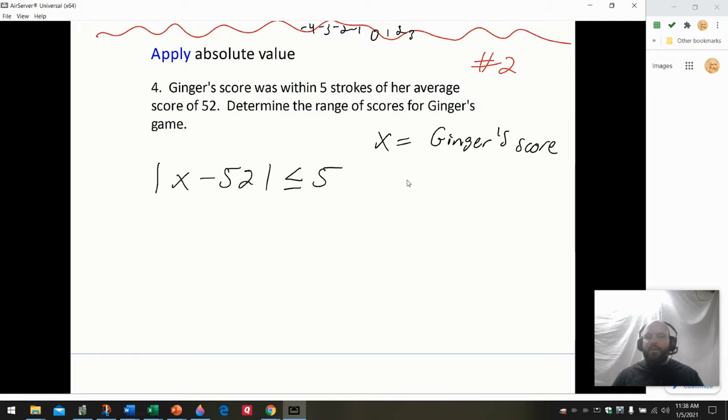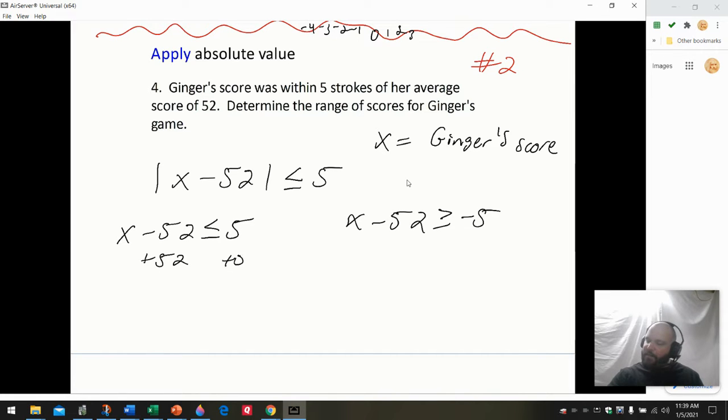And the way that you solve those, remember, they break into 2 parts. So the first part is you just drop the absolute value and you solve the inequality like you would any other inequality. The second way is you keep what is inside, you flip the sign over, and you make the number outside of the absolute values negative. And so in solving this, we're going to add 52 to both sides. And when I do that, you see I get x is less than or equal to 57.